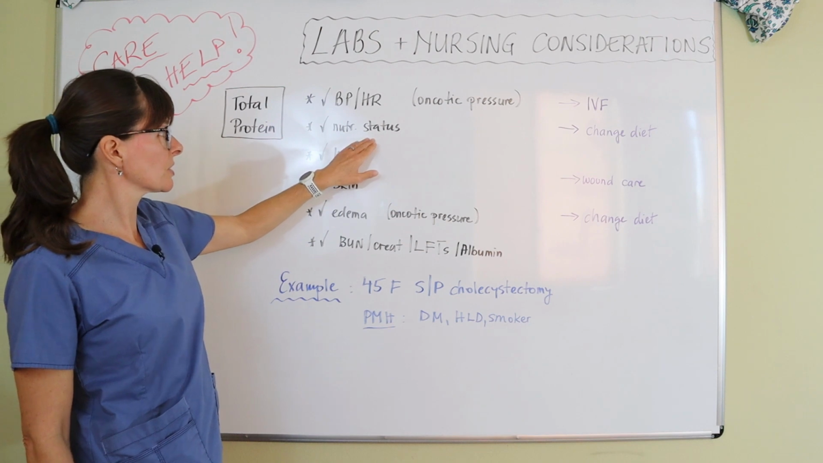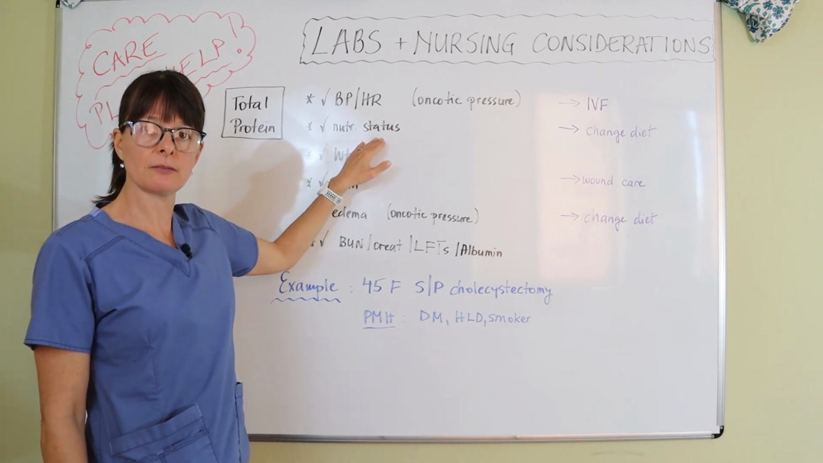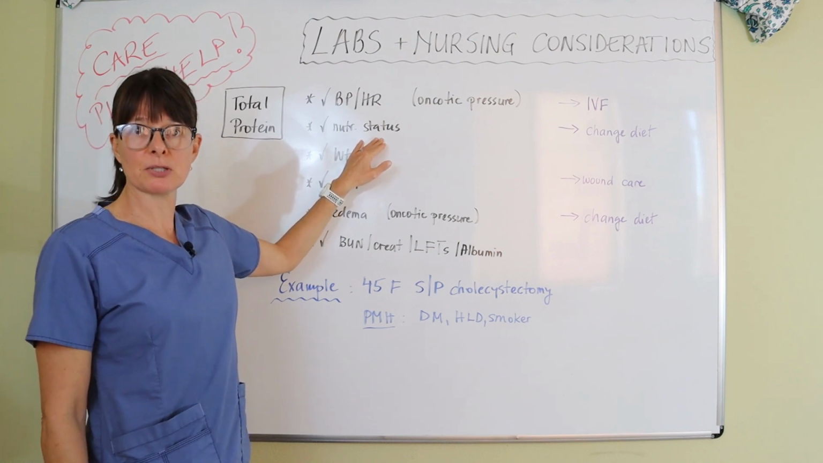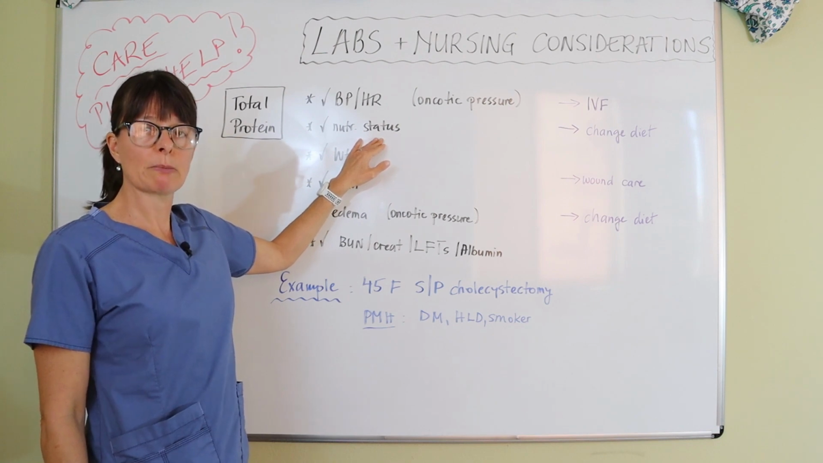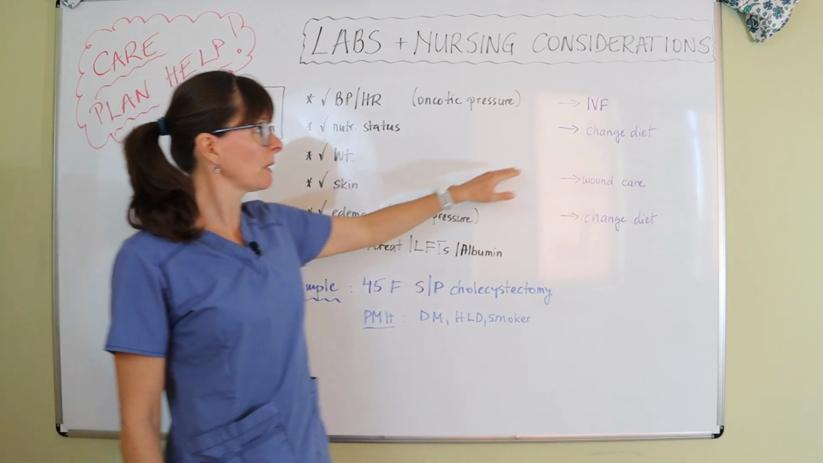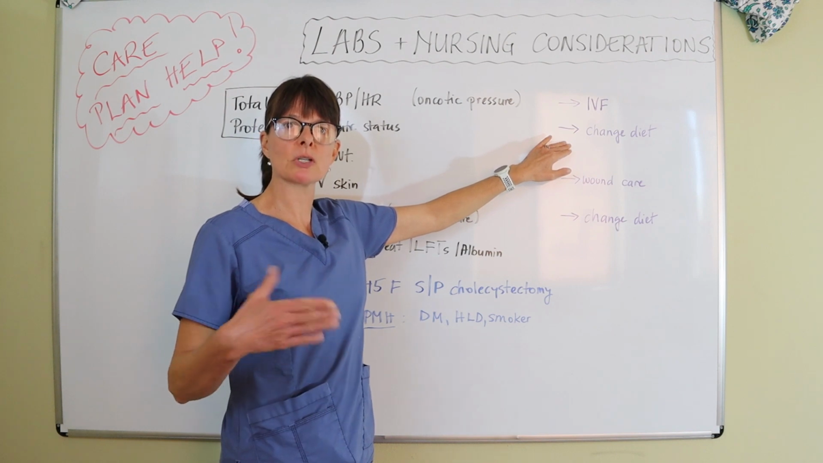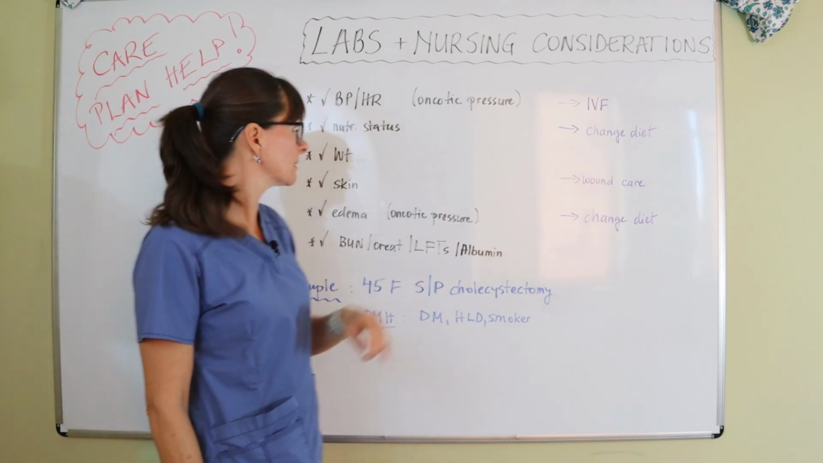Now, for the nutritional status, we assess how much she eats of the diet that she receives, so the percentage of the meals, as well as her preferences and this particular diet that she's on. But for some reason she doesn't like the diet, or maybe she hasn't been advanced on her diet after that cholecystectomy. We could advocate for getting a change in her diet, or be a little bit more specific according to her preferences, the food that she likes to eat.